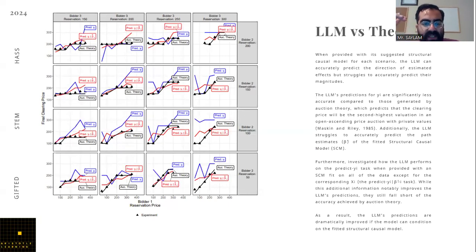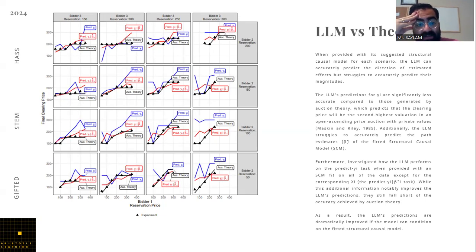The LLM's predictions for yi are scientifically less accurate compared to those generated by auction theory, which predicts that the clearing price will be the second highest valuation in an open ascending price auction with private values. Additionally, the LLM struggles to accurately predict the path estimates beta of the fitted structural causal model.